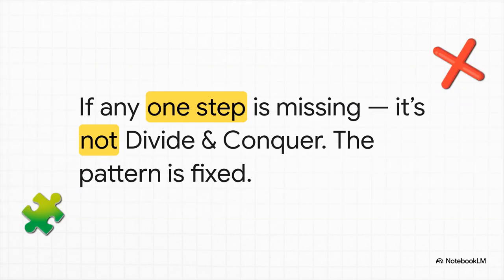And you really need all three. It's a package deal. For an algorithm to be a true divide and conquer algorithm, it has to follow this pattern: divide, conquer, and then combine. If you're missing one of those, you're probably looking at a different kind of strategy, though, as we're about to see, some pretty interesting variations do exist.